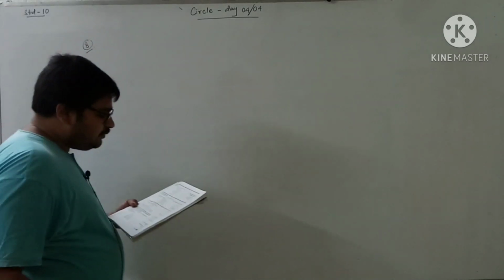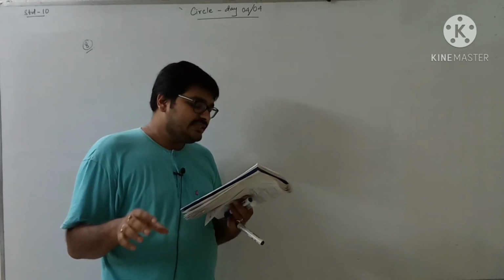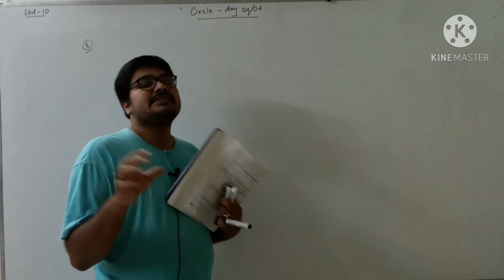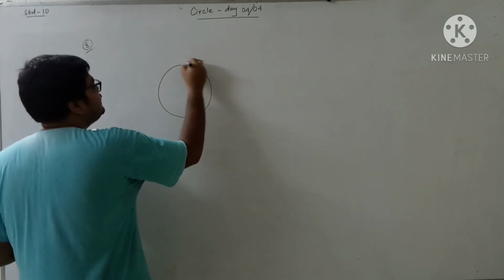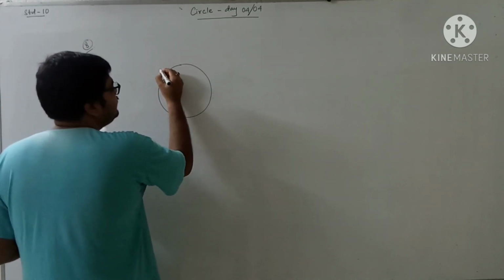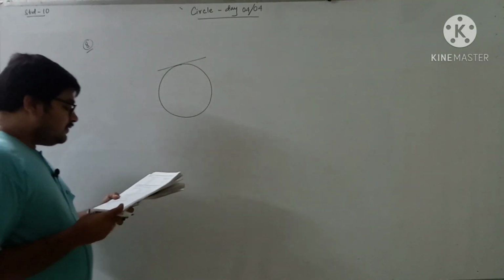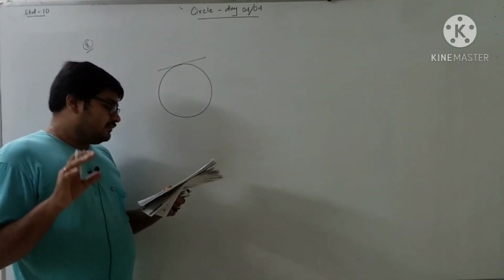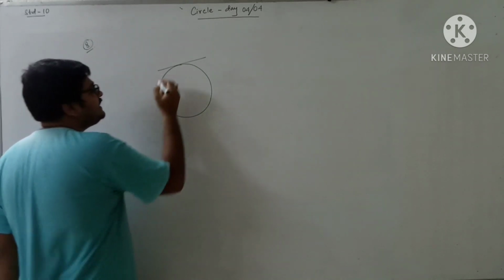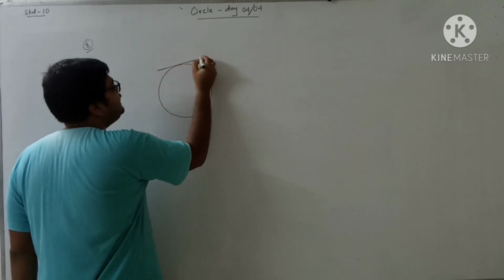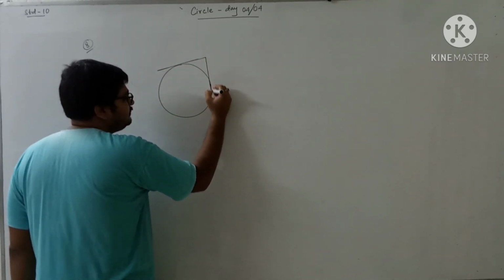Question number 8, once you read the question, what is given? A quadrilateral ABCD is drawn to circumscribe a circle. What is the meaning of circumscribe a circle? So suppose this is a circle, and the quadrilateral. Circumscribing a circle means the sides of the quadrilateral must touch the circle. Must touch the circle.